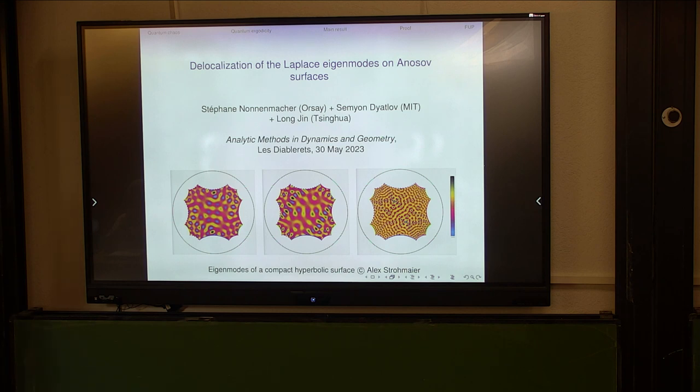Okay. And it is about eigenmodes of the Laplace-Beltrami operators on surfaces of negative curvature. So these are pictures, just for the pleasure of the eye, which were computed by Alex Strohmaier. This is a fundamental domain of some compact surface of constant negative curvature, and he computed some eigenmodes on these surfaces. You go from left to right, you go to higher and higher frequencies. The question is how these modes are localized around this surface, especially at high frequency.